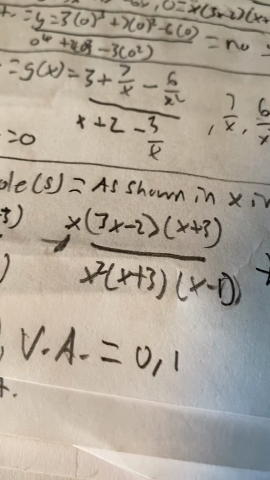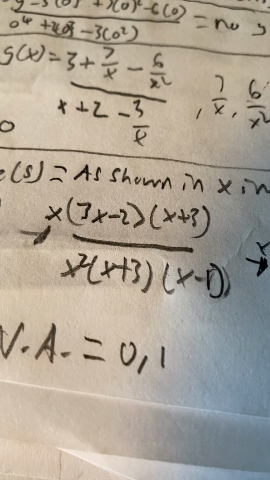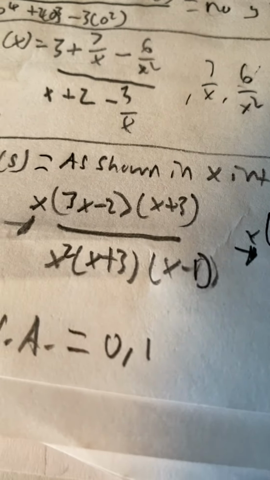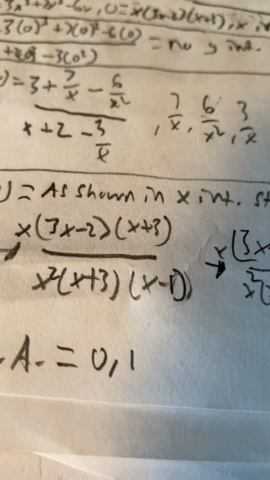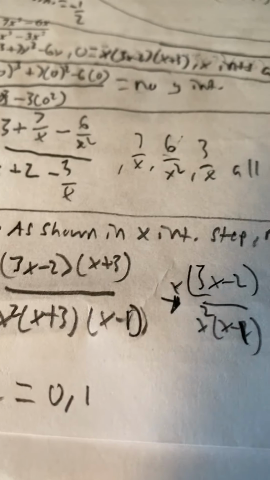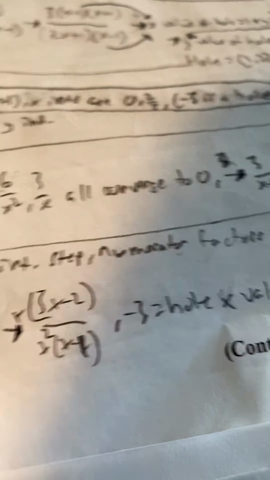And I eventually just got it to here: x times (3x minus 2) over (x plus 3) times x squared times (x plus 3) times (x minus 1). You can already tell that x plus 3 is a hole. And then because of that, negative 3 is a hole. That's why it wasn't used in the x-intercepts.